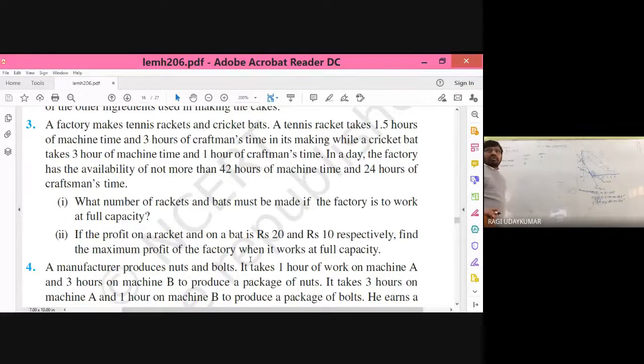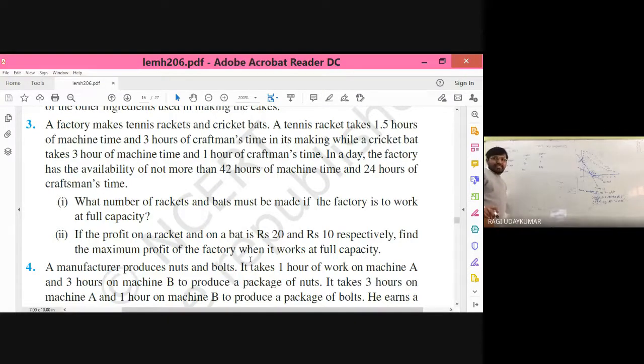Okay. So per day, a factory has an availability of not more than 42 hours of machine time; it cannot work more than that. You may wonder, sir, how is it possible, since a day has 24 hours, to have 42 hours in a day. In a day, a factory has an availability of not more than 42 hours of machine time and 24 hours of craftsman work.